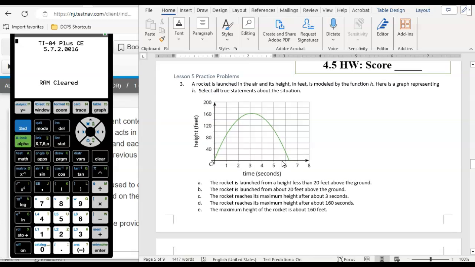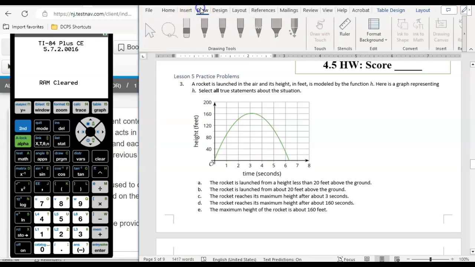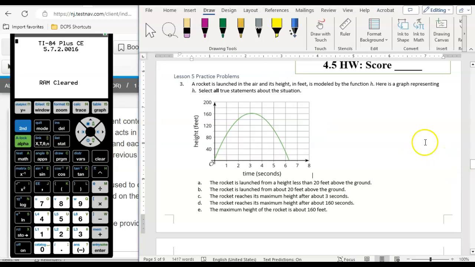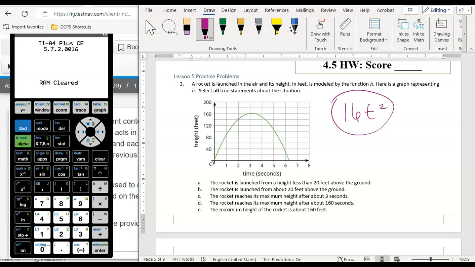So today we looked at gravity and how gravity is represented. Remember that the distance, using information about gravity, can be found using our 16t squared for feet. And so generally this is what we're going to be looking at in these situations.